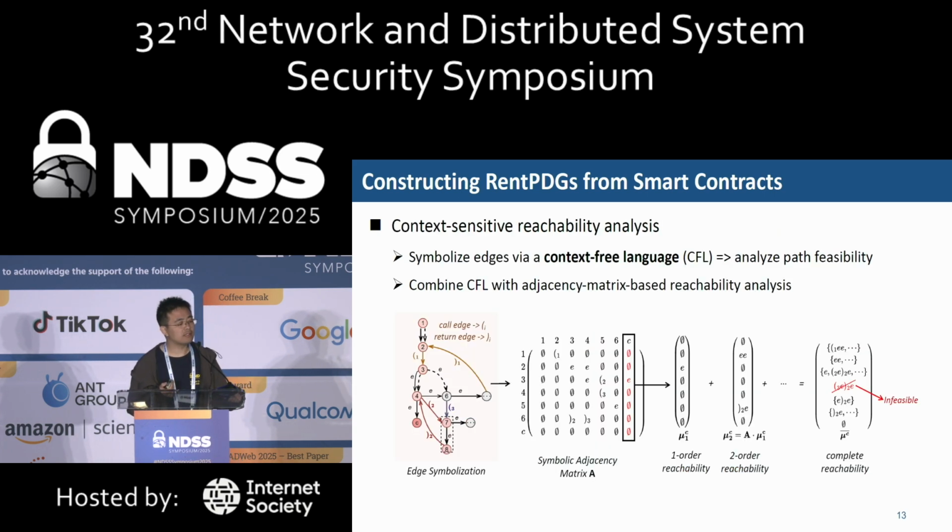So we conduct context-sensitive reachability analysis. This method utilizes context-free languages to analyze path feasibility. And by combining this language with adjacency matrix-based reachability, we can precisely analyze reachability information and accurately construct our rent-PDGs.